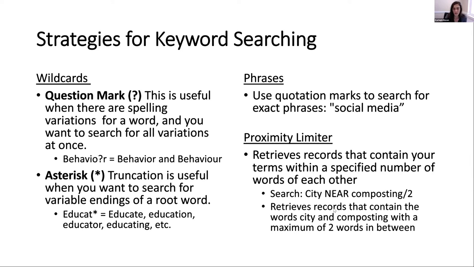And then we have a proximity limiter. There are a couple different ways to structure a proximity limiter, but basically this type of searching will retrieve records that contain your term, your keyword, within a number of words of one another.